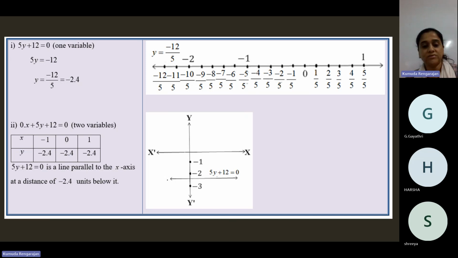So when you plot these points and join, you get this line, and this is the line of this equation, 5y plus 12 is equal to 0. See, making graphs, we have some formalities. So here we're just trying to understand. That's why I've not marked the scale. There should be other details, but this is just to understand. So I've not given all the details in the graph. So this is the line. Write the equation above it.